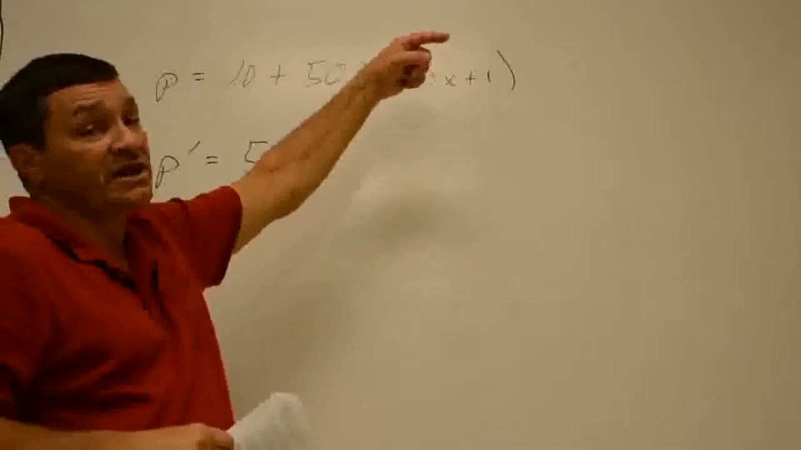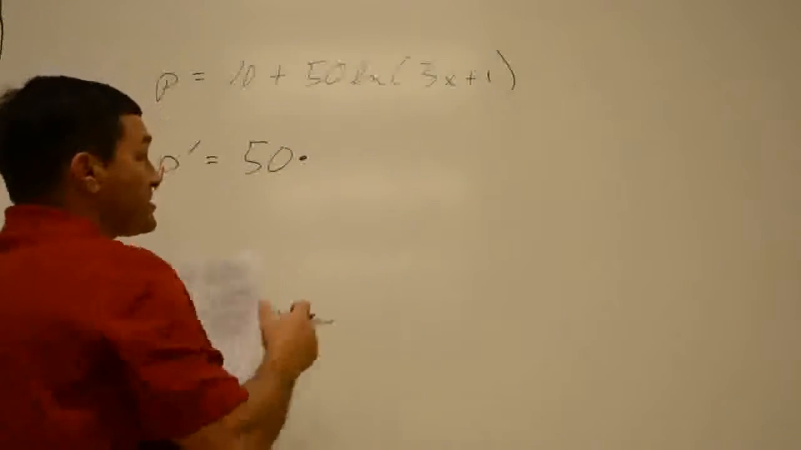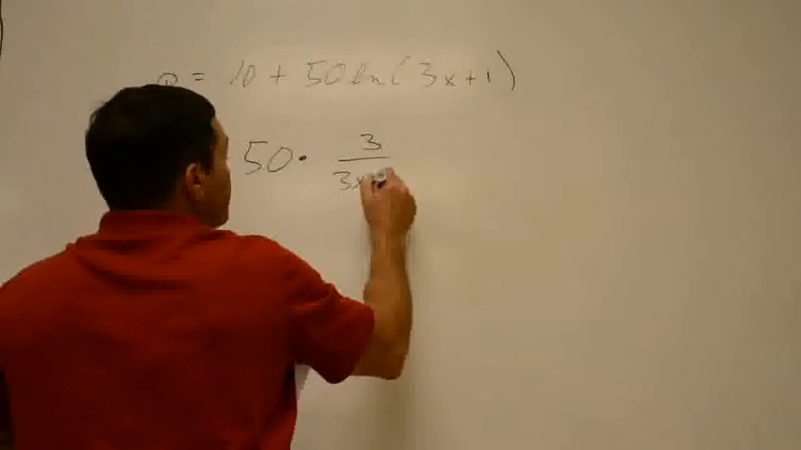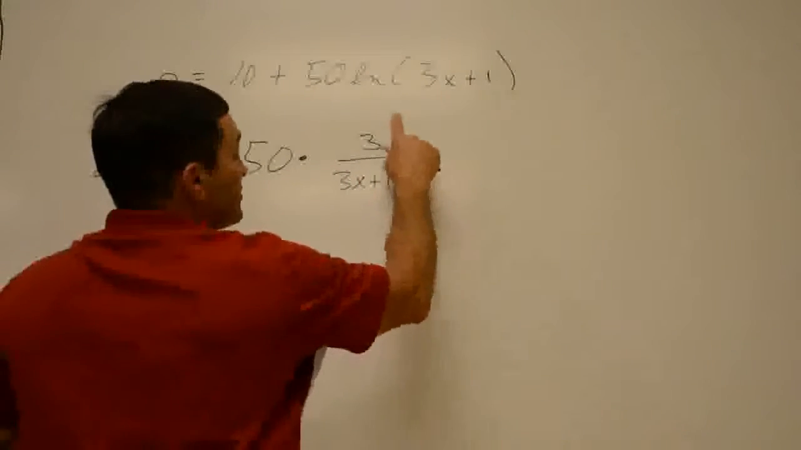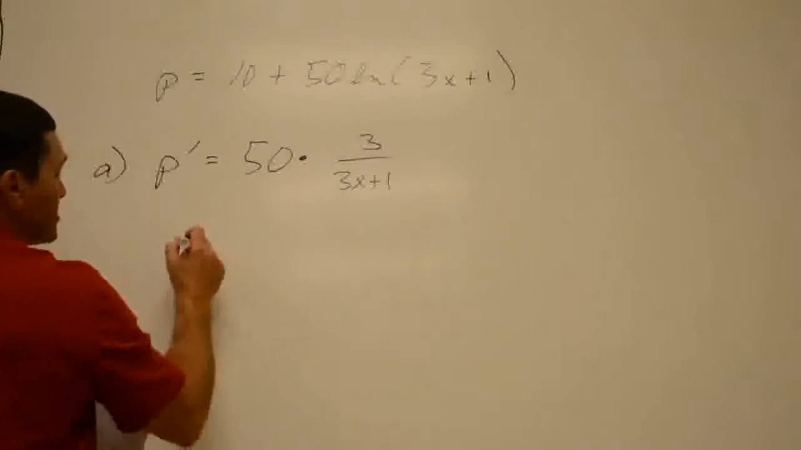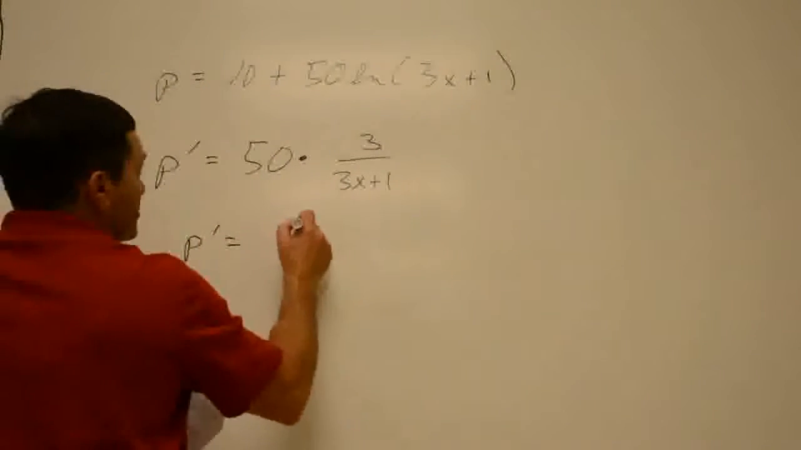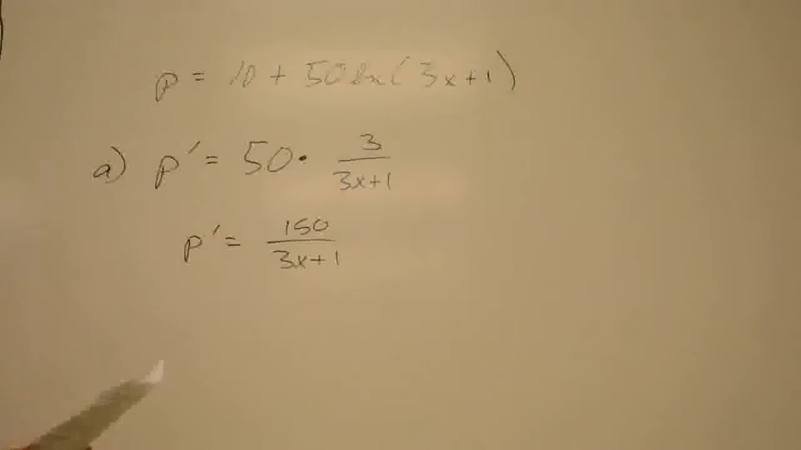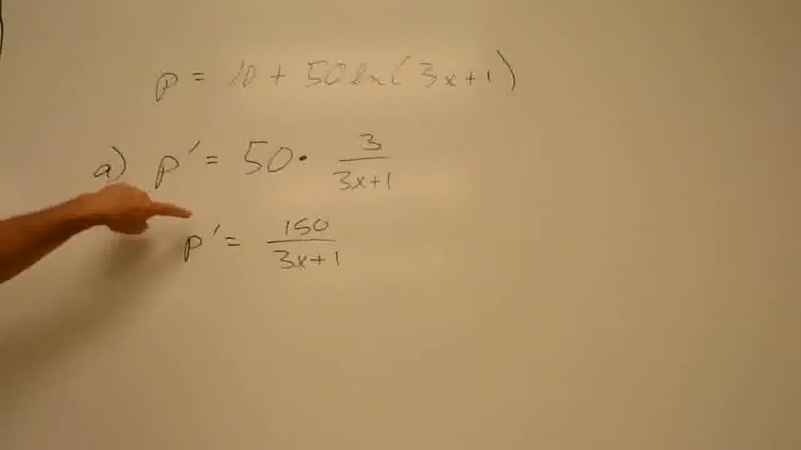Now, what is the derivative of natural log of a function of x? Well, it's just f prime of x over f of x. So it's the derivative of the inner function, 3, over the function. This is the derivative of the log of 3x plus 1. You can go ahead and simplify it just a little bit. P prime is equal to 150 over 3x plus 1.